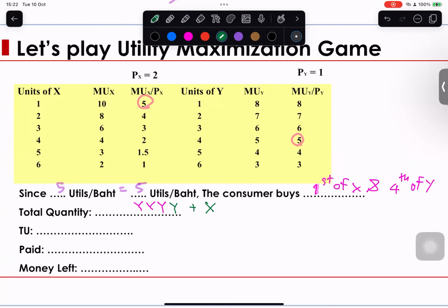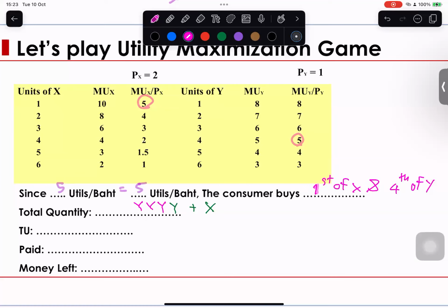So it's going to look like this. Existing 3, add 1 more Y, the Y unit number 4, plus the first unit of good X. This is notation. I just make the color different to let you know that what he did this round is to place unit number 4 of good Y in and unit number 1 of good X.